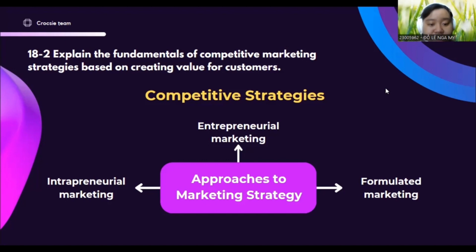And next here is formulated marketing. As small companies achieve success, they inevitably move toward more formulated marketing. They develop formal marketing strategies and adhere to them closely. And last one here, entrepreneurial marketing.